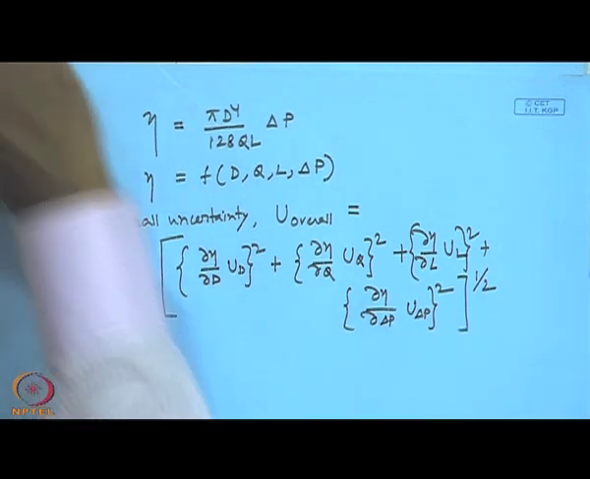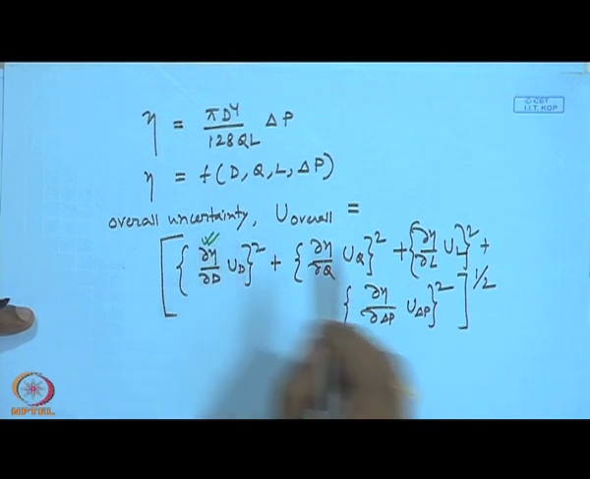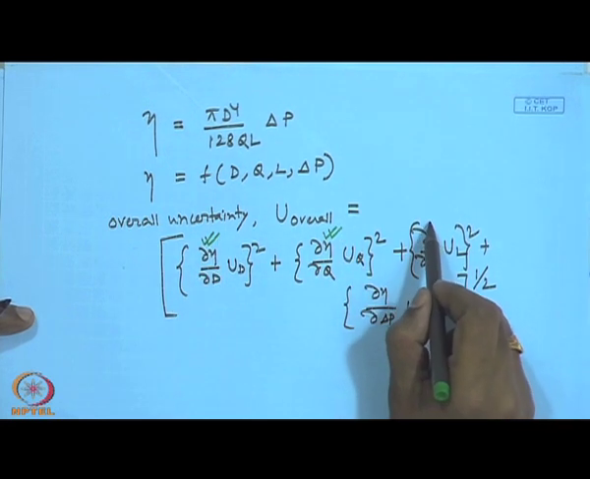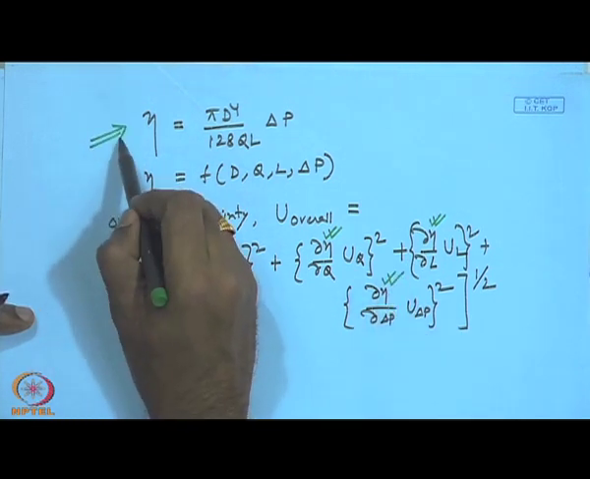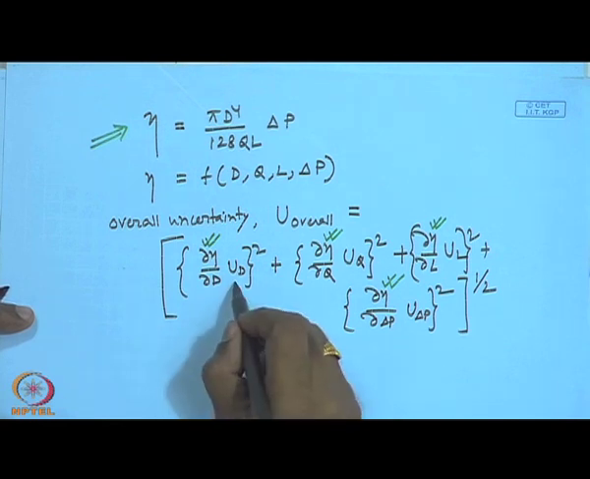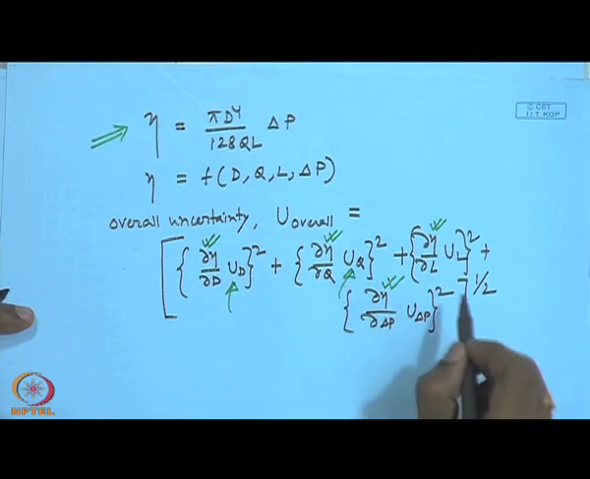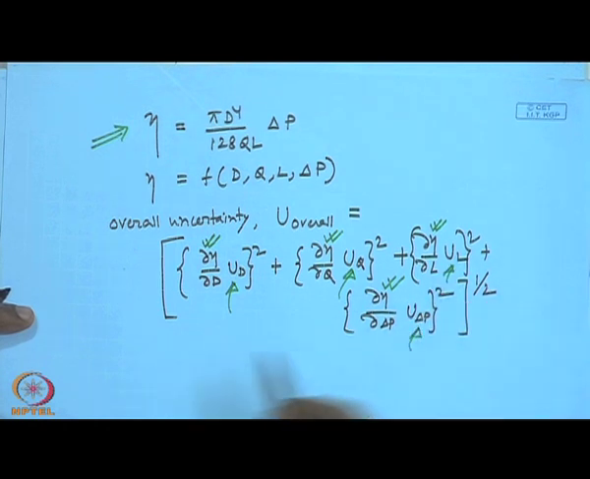Now, we can find out these partial derivatives from this relationship, and all these values are specified as 1%, that means 0.01. So, following the same approach, we can determine the overall uncertainty in the measurement of dynamic viscosity eta.